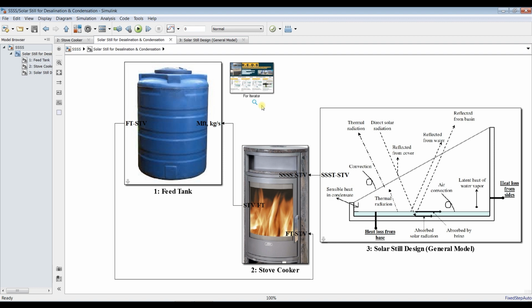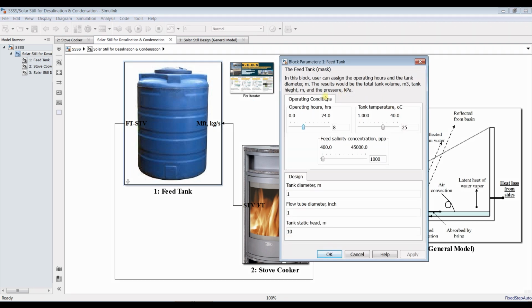You have to assign some inputs. Let's begin from the tank. We have to assign the operational hours of your tank. What is your operation hour? Suppose it should be around 8 hours, or 24 hours, whatever. What is your inside tank temperature? Normally it's around ambient temperature, so I will keep it at 25 as a reference temperature.